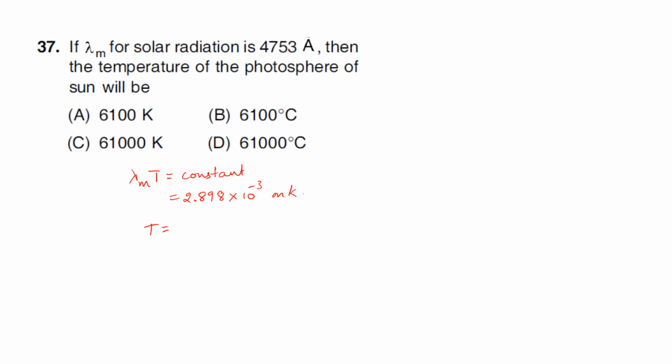T is given by 2.898 into 10 raised to minus 3 divided by lambda m value, that is 4753 into 10 raised to minus 10. Since it is in meter, the meter cancels, so the value will be 6097 Kelvin. Therefore it is near to 6100 Kelvin. Option A is correct.